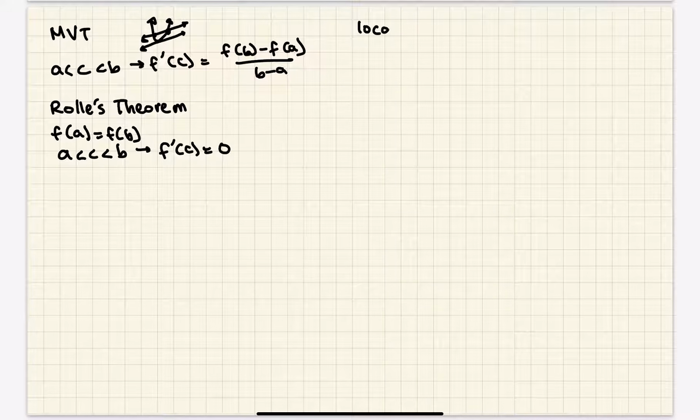And there are two types. There's local or relative, and global or absolute. Local is the same as relative, global is the same as absolute. Don't mind me if I just switch them around sometimes. And there are different procedures for finding these two. First, let's deal with local. And before that, let's actually talk about the difference between them.